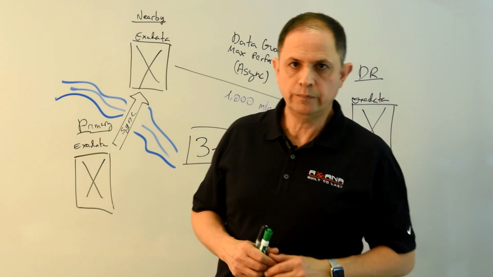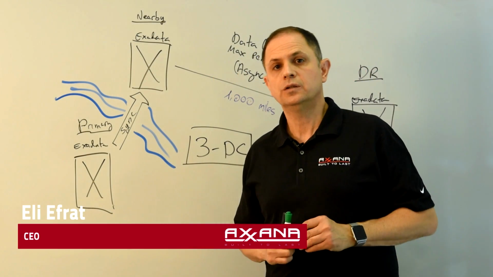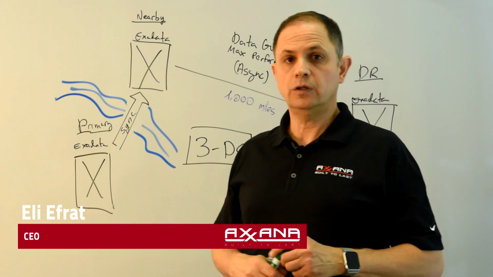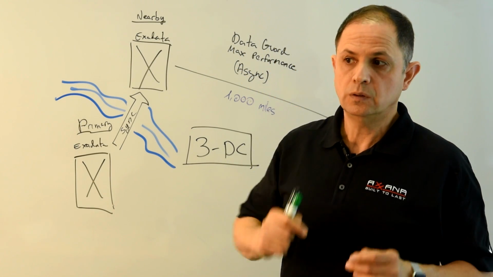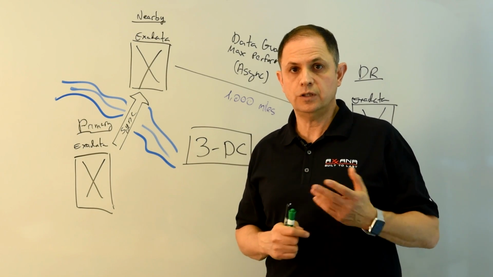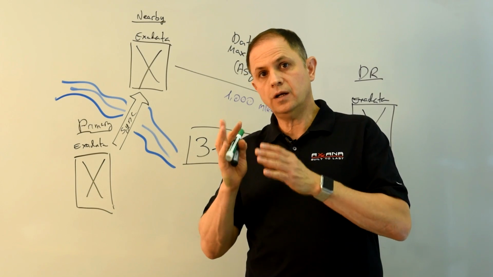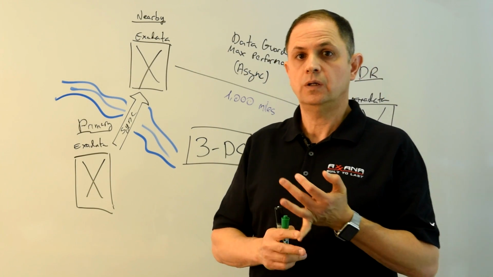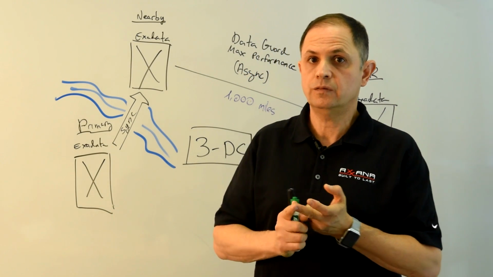This video will show you how Axxana helps you save on the tremendous cost and complexity of a 3 data center topology for replication in order to achieve zero data loss at any distance. Many people think that 3 data centers is the ultimate solution to achieve zero data loss at any distance. What we will show you is that this scenario actually is hugely expensive, it is complex, and is not as safe as you thought.